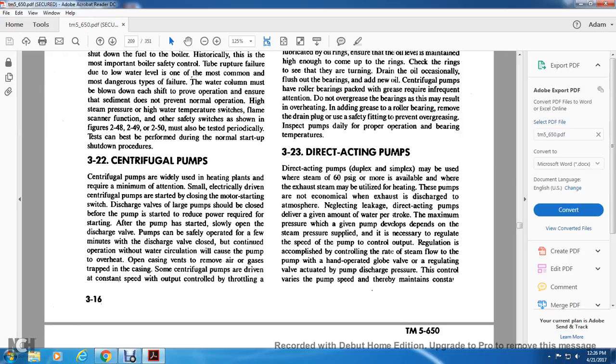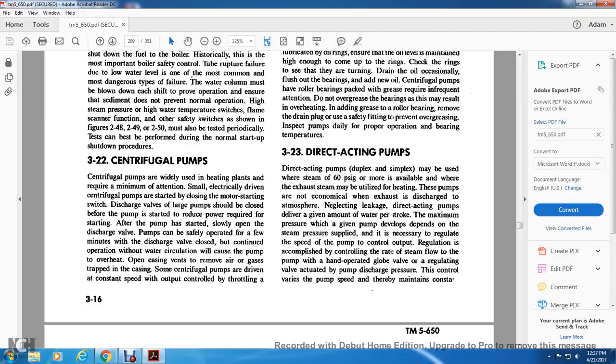Direct acting pumps. Direct action pumps, duplex and simplex, may be used where steam pressure is available, such as 60 psi gauge, where the exhaust steam may be utilized for heating or economically exhausted to the atmosphere. Neglecting leakage, a direct action pump delivers a given amount of water per stroke, with the maximum pressure of the pump developed depending on the steam pressure supplied, and it is necessary to regulate the speed of the pump.